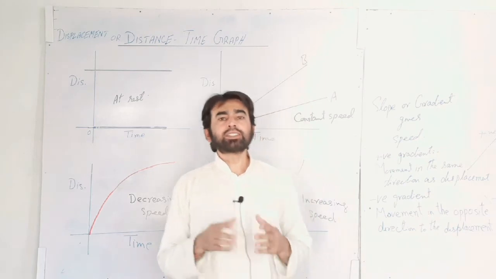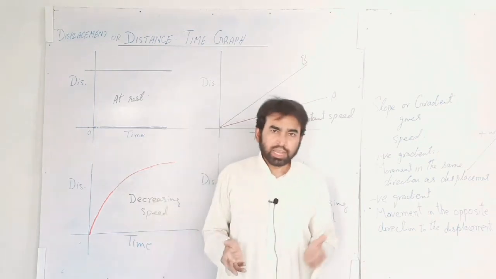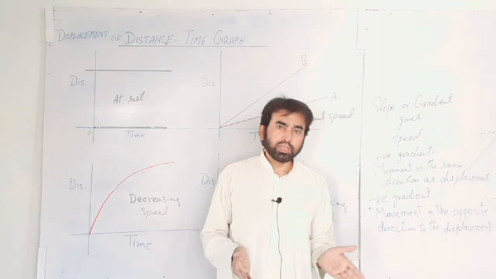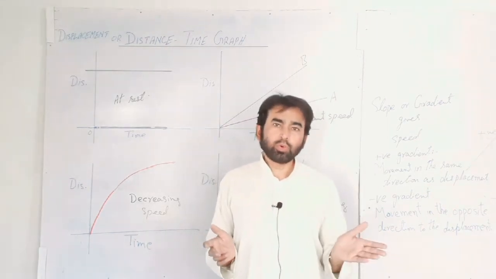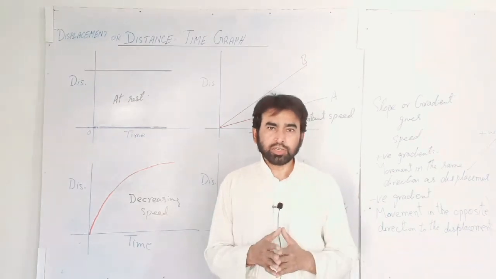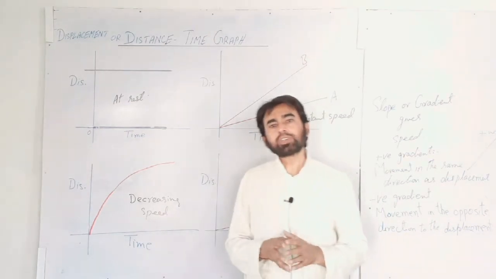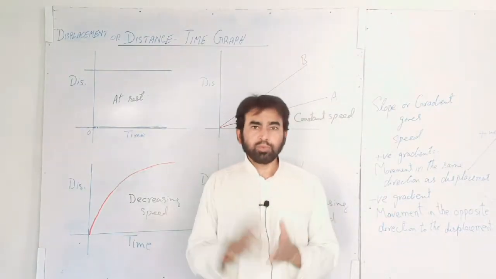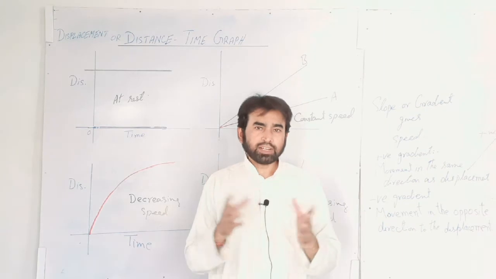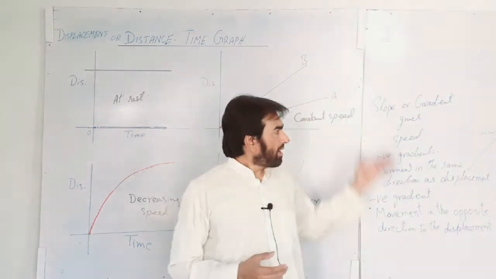Here is the distance time graph or the displacement time graph. As you know, displacement is a vector quantity and distance is a scalar quantity. In vector quantities we need direction, and in scalar quantities we don't need direction. So the distance time graph and the displacement time graph are both drawn almost the same way, only there are certain facts which must be remembered, which I have mentioned here.